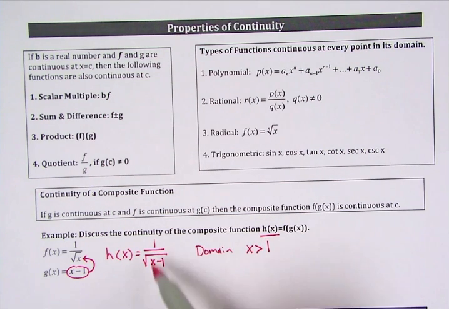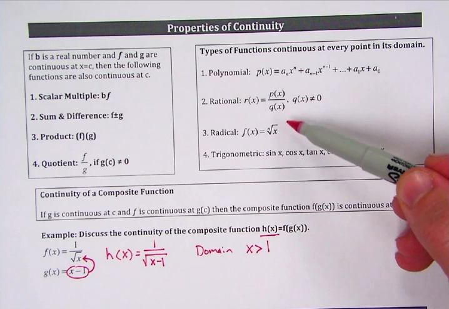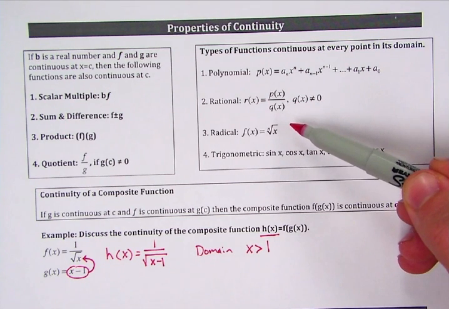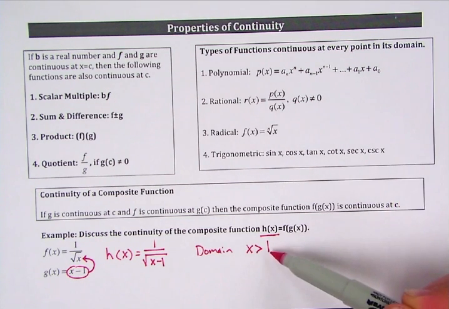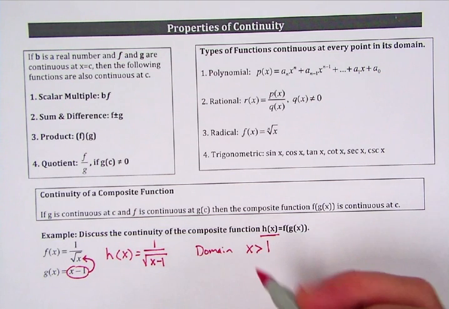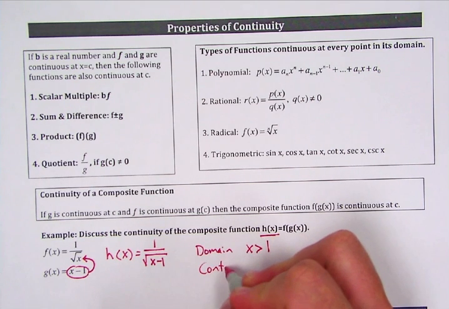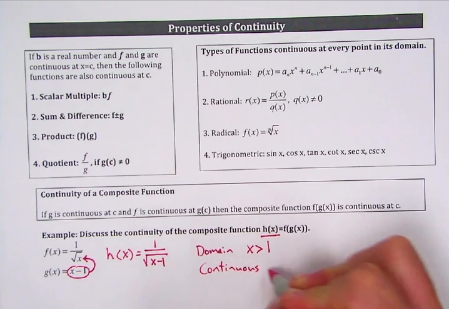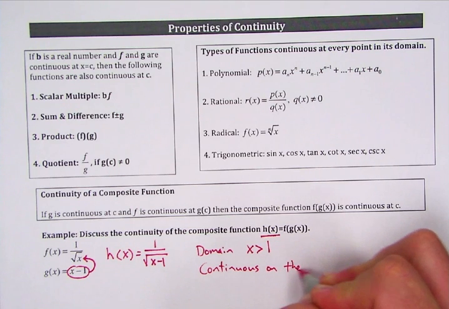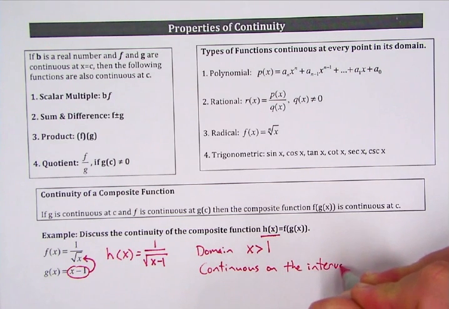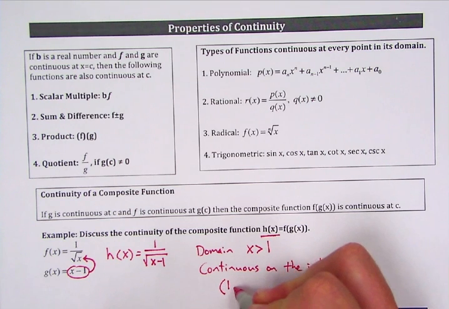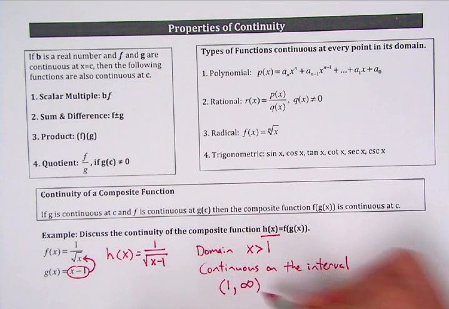Now because it's rational and we have a radical, we know that it's going to be continuous at every point in its domain. So what we're going to say here is it's continuous on the interval, we'll make this open, 1, comma infinity.